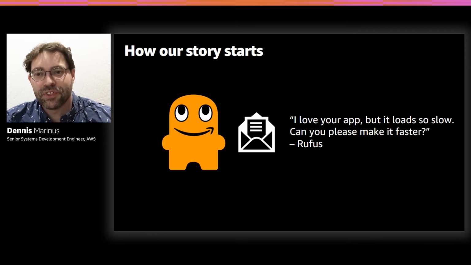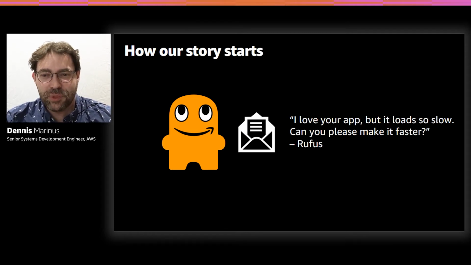Next, Pecky opens the ticket queue and to his surprise finds a message from one of his customers. This specific customer is happy with the app, but is saying that for him it loads slow and asks Pecky to make it faster. Pecky is initially a bit confused. After all, he just checked the dashboard and everything looked fine here.